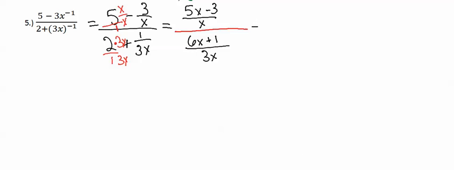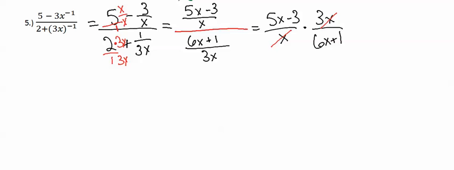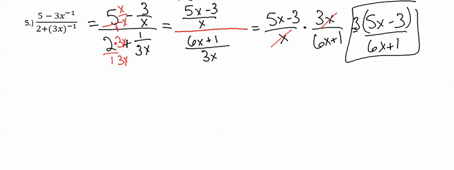From here, we're going to multiply by the reciprocal, and see what we can reduce, which is only this x and this x. And we get 5x minus 3 over 6x plus 1 times quantity 3 in the numerator.